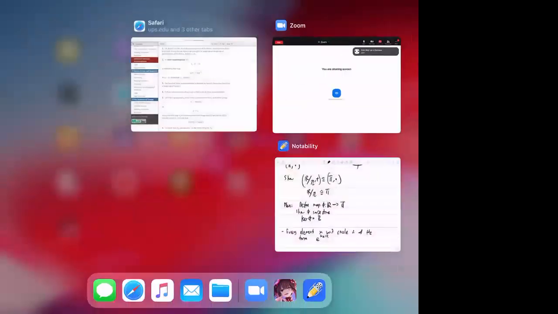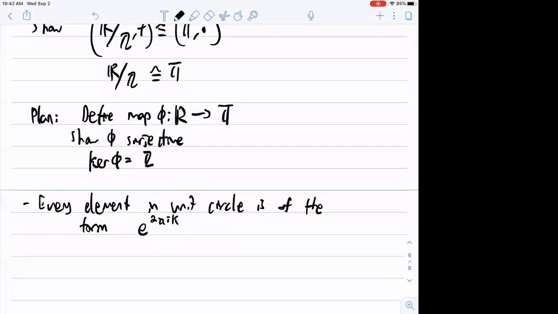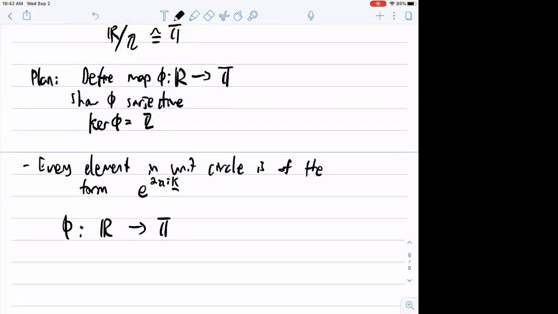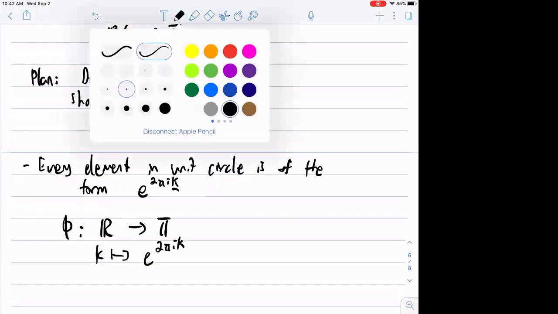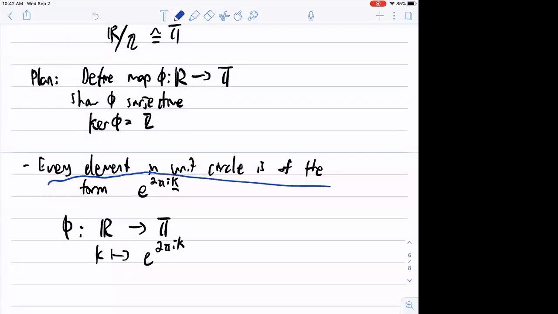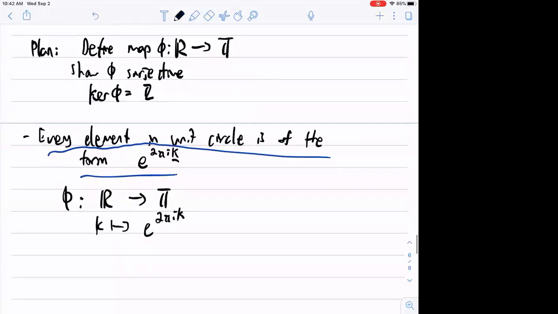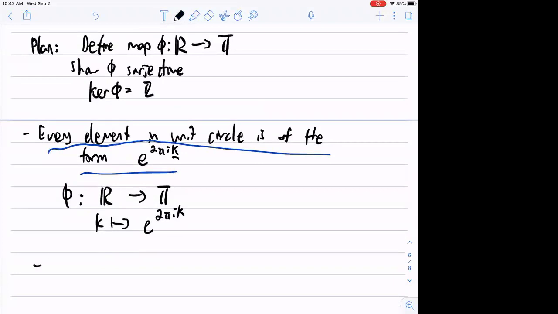Okay, great. So obviously we have a k here. So let's map, it's the first thing you think of, and most of the time it turns out to be correct. You map k to e to the 2 pi i k. From the statement underlined in blue, it's surjective by definition, because every element is of that form. So surjective is clear. We just need to show the kernel is the integers.